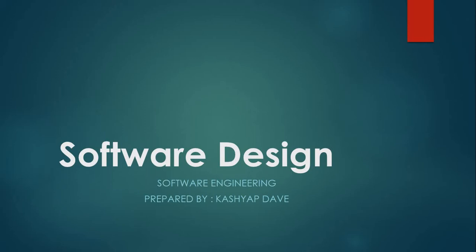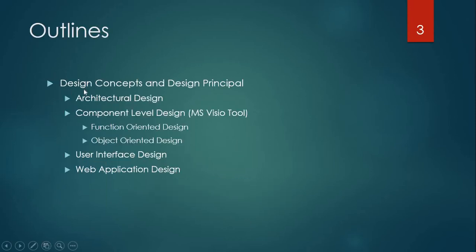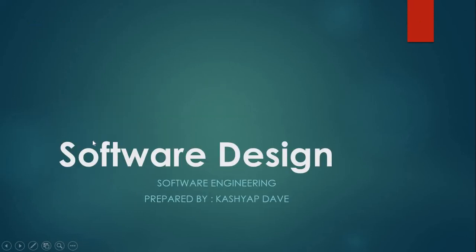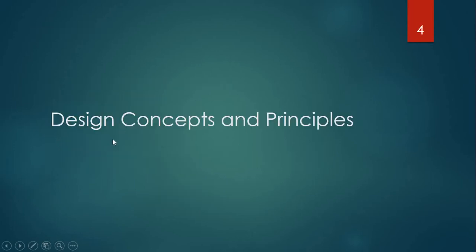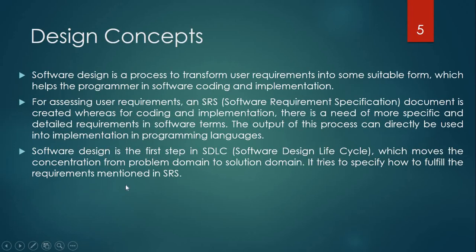In today's video lecture, we will discuss your fifth unit, that is software design. The outline of this unit is design concept and design principles, architectural design, component level design, which we will see in MS Visio tools. After it, functional design and object design, user interface design and web application design. So this is the software designing unit. We will start with design concept and principles.